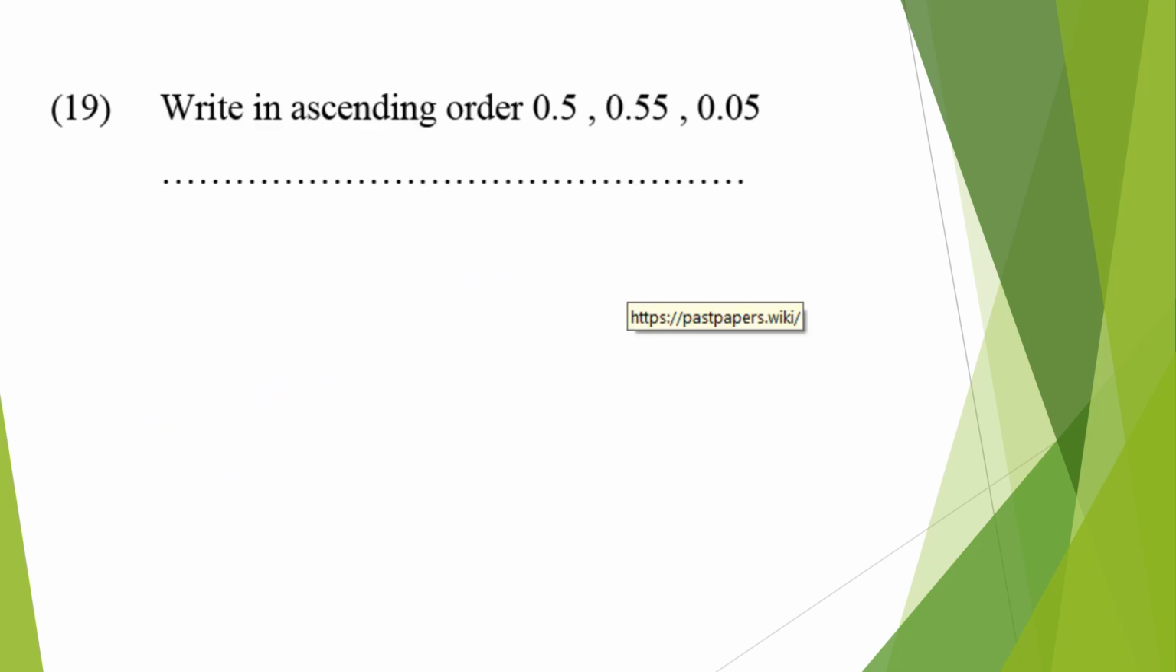Write in ascending order. So in the ascending order, the least one is 0.05, and then 0.5, and then 0.55. This is how we get these numbers in ascending order.